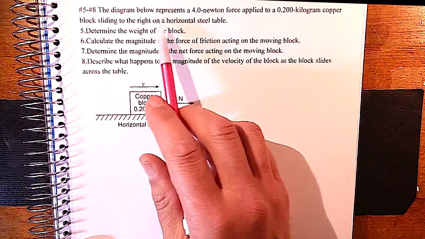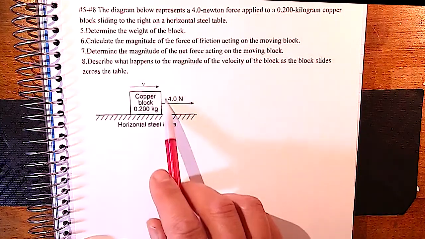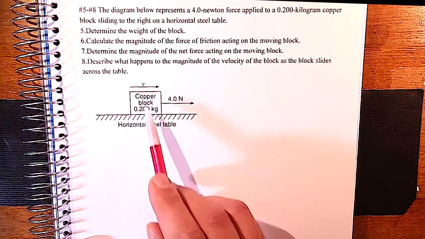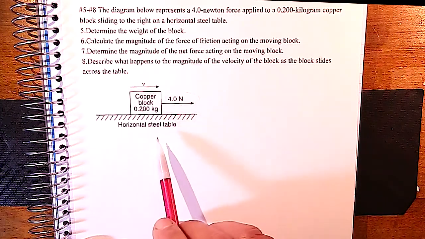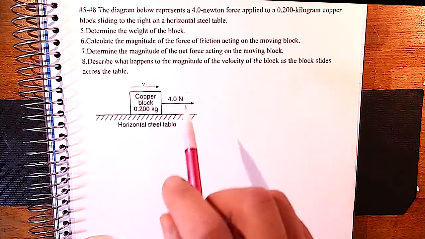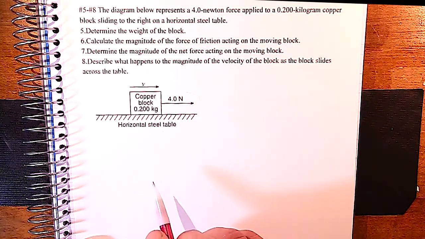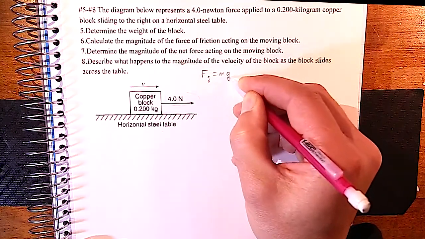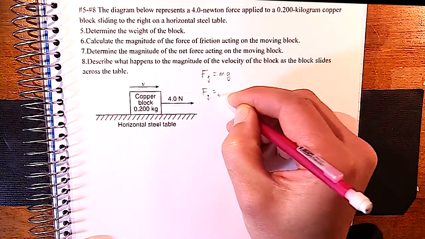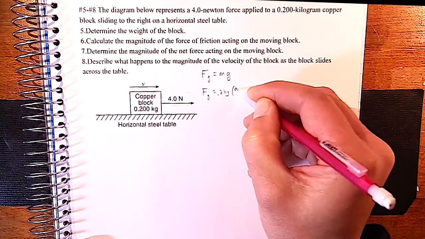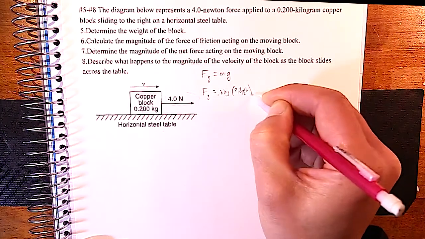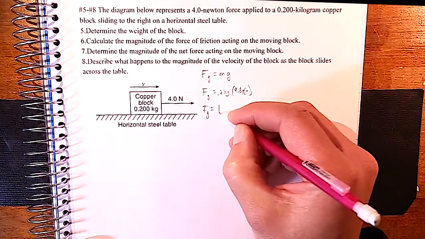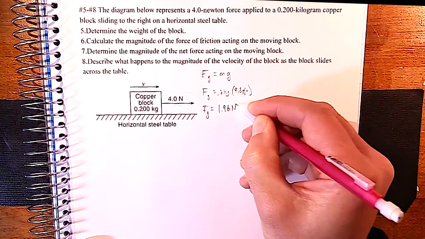Okay, we've got a 4 Newton force applied to a 0.2 kilogram block of copper. Copper and steel, so these surfaces are probably going to get used with the coefficient of friction. And the first question says determine the weight of the block. So that's an easy one. That's just Fg equals mg. So that is going to be 0.2 kilograms times 9.8. And when you do the math on that, that gives you 1.96 newtons. Or we could probably write 2 newtons.